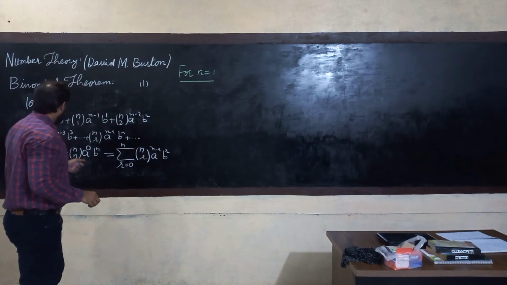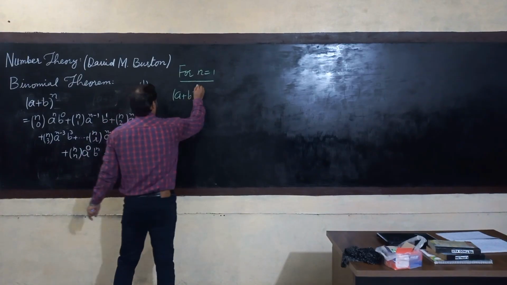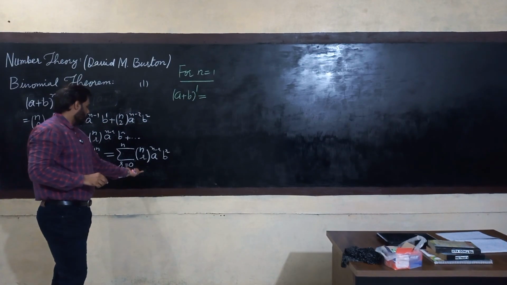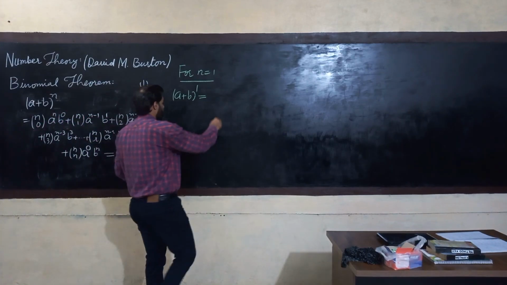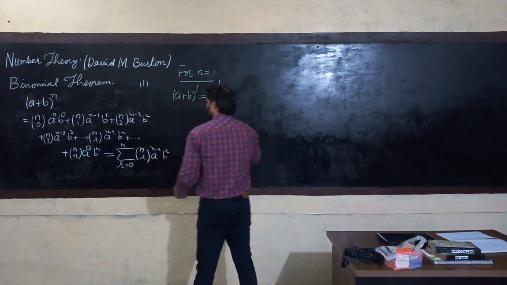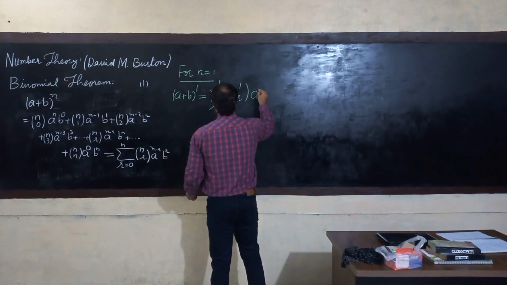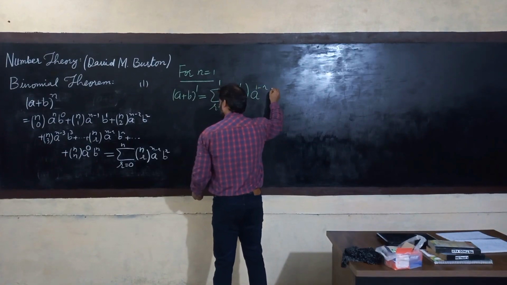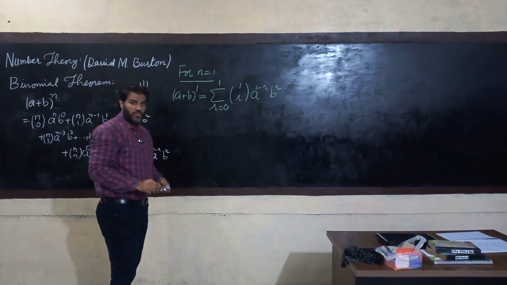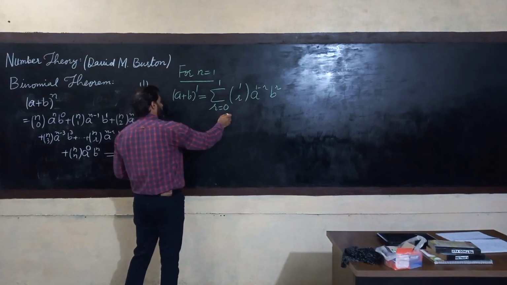If we put n equal to 1 on the left side, this gives us simply (a + b) to the power 1. And if we put n equal to 1 in this summation, this gives us the summation r equal to 0 to 1, 1Cr, a raised to power 1 minus r, and b raised to power r. Next, we expand this sum by putting r equal to 0 here.